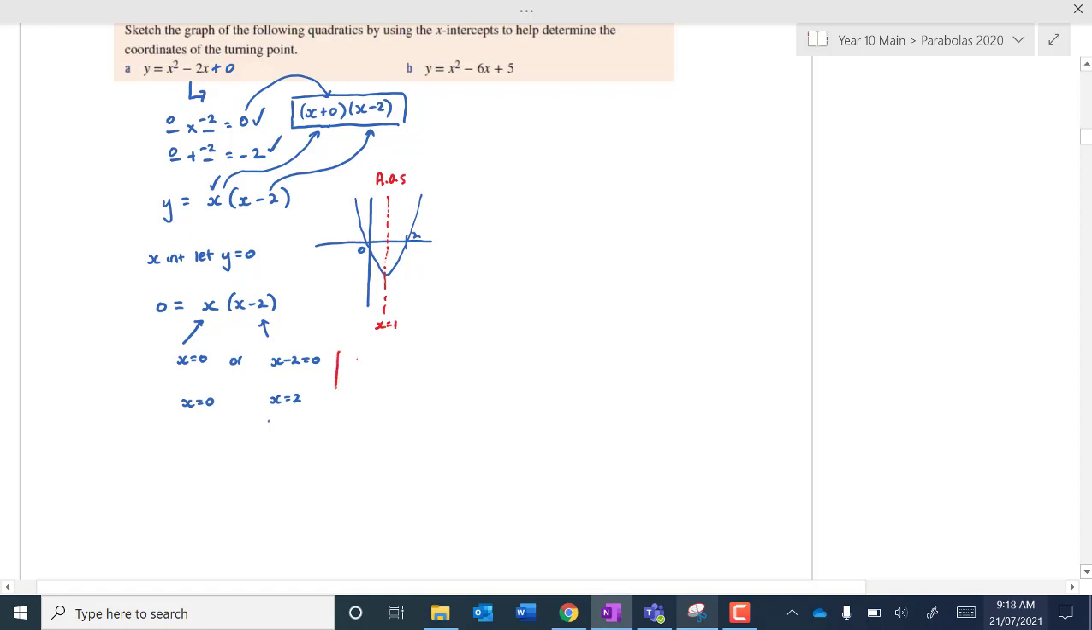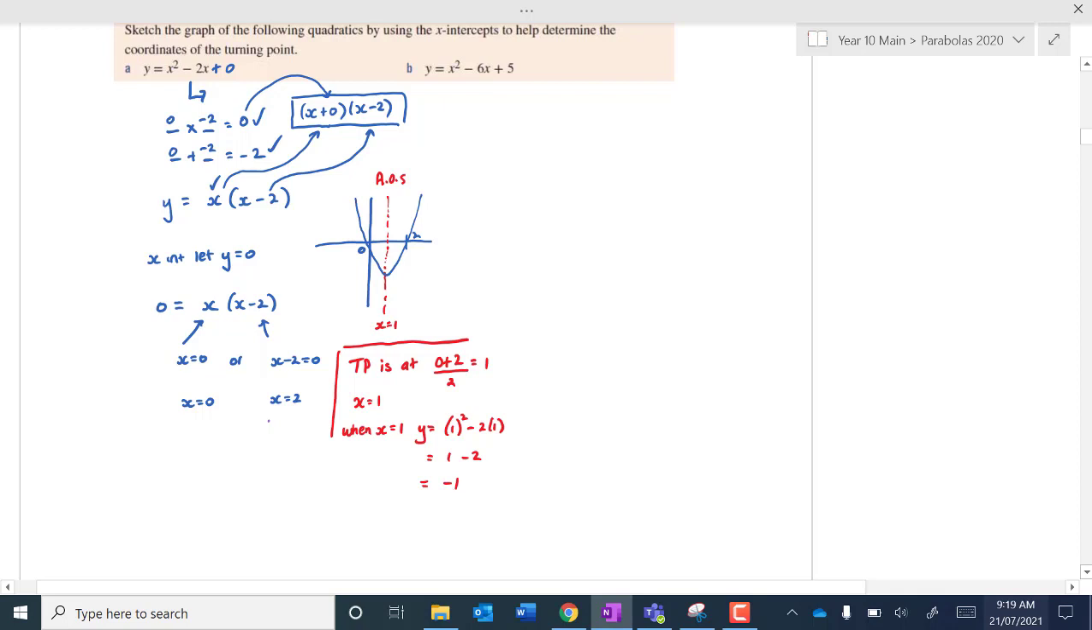So for the turning point, let's just finish this off. If you want to do it the long way, 0 plus 2, and I'm dividing by 2. 2 divided by 2 is 1. Now, of course, that's at x equals 1. I now need to sub it into the equation. When x equals 1, then y is equal to 1 squared minus 2 times 1, which is 1 minus 2, which is negative 1.